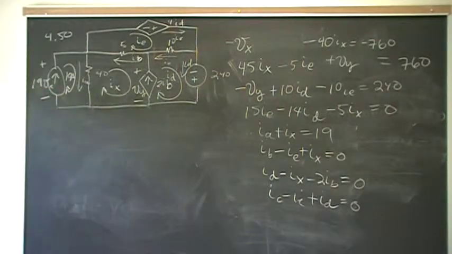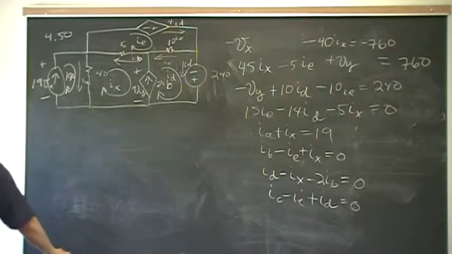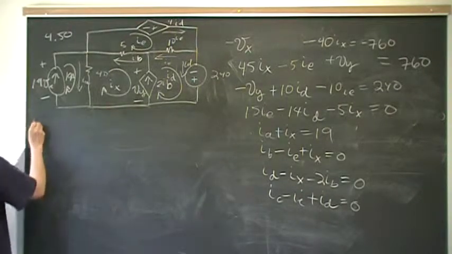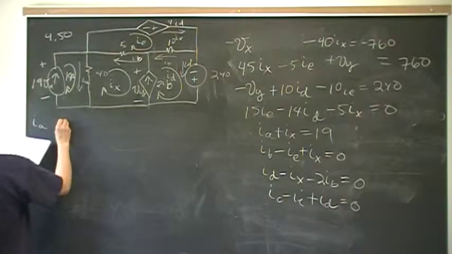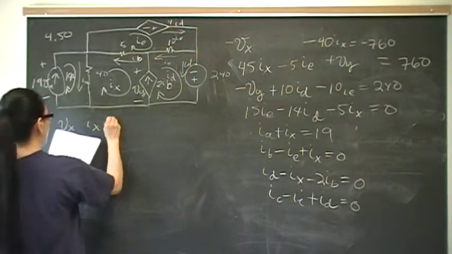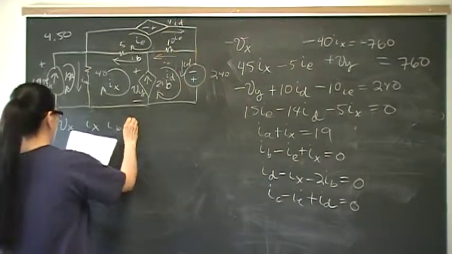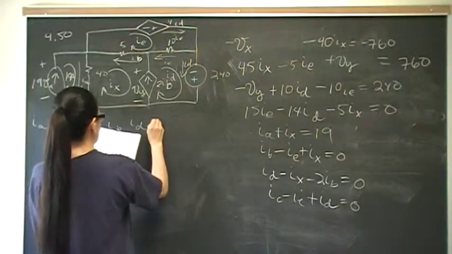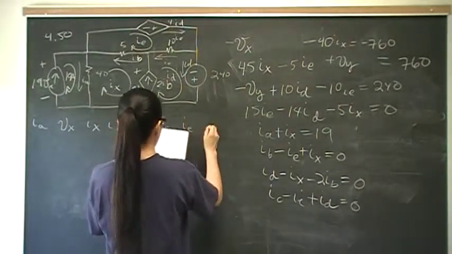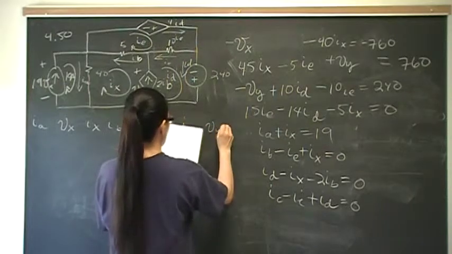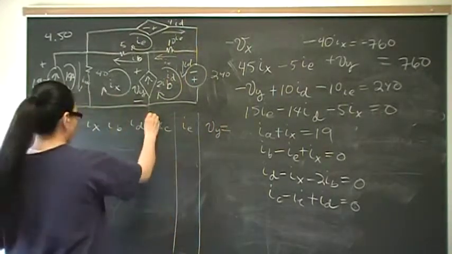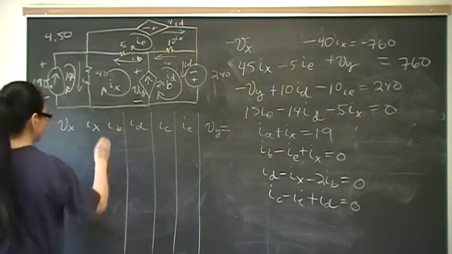Okay, great. So now I have all of 8 equations and 8 unknowns. So let's go through and go. We got IA, VX, IX, IB, ID, IC, IE, VY is equal to something. This matrix is so big that I'm going to make a page out of it.